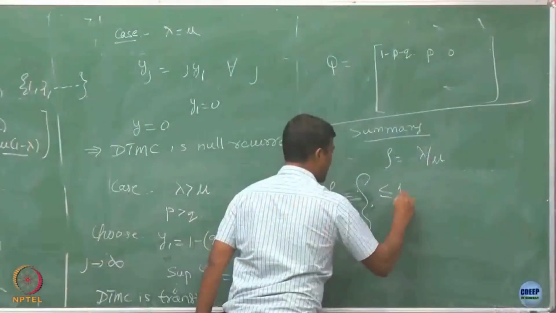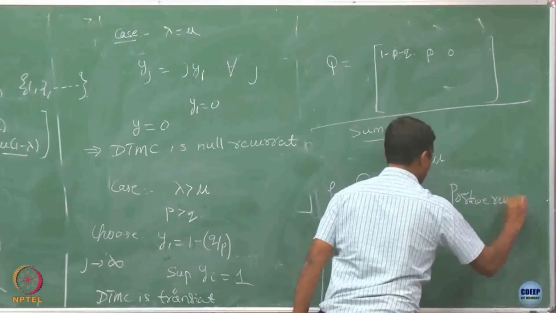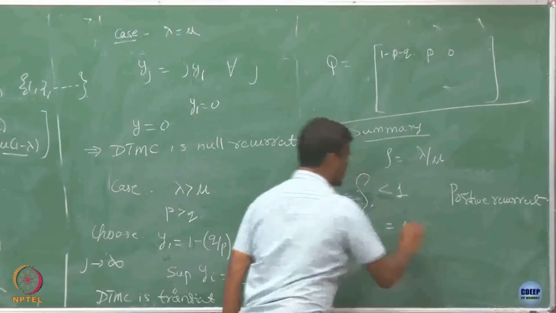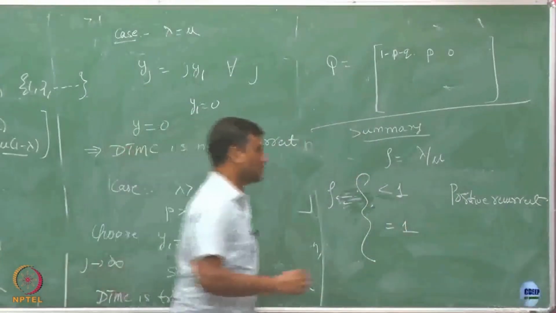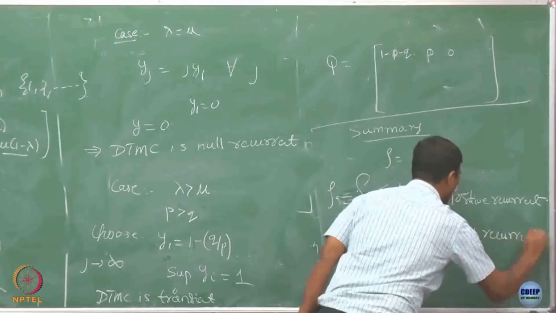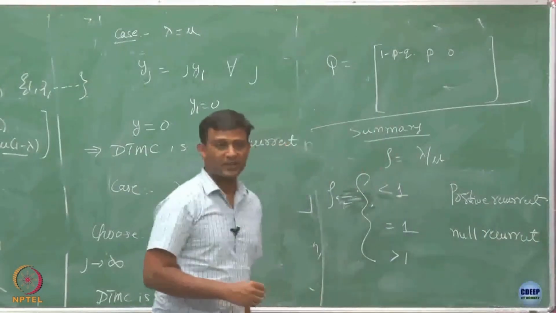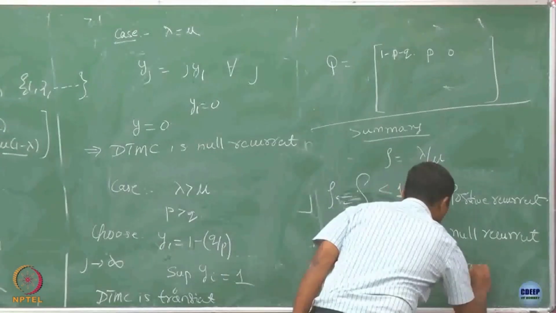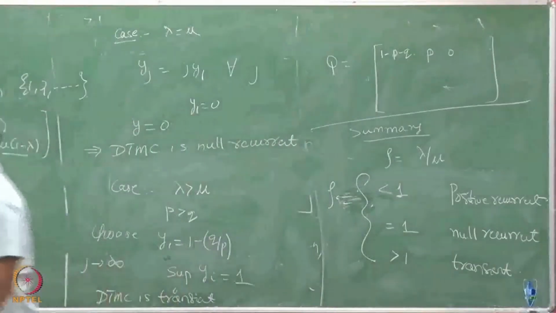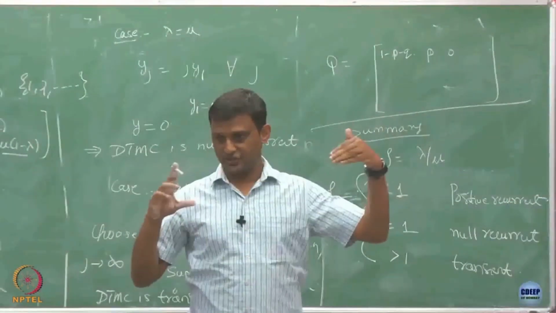When this is strictly less than 1, we saw that it is positive recurrent. When it is equal to 1, and when it is greater than 1, it is going to be transient. Okay.